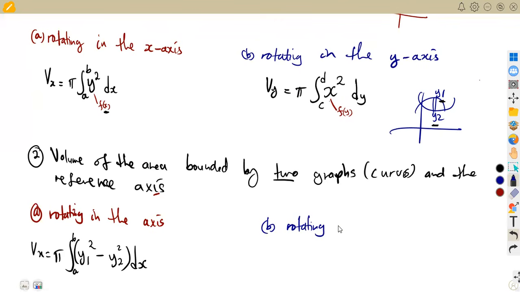So we're rotating about the y-axis this time. Just like what we had with x, we shall have a difference of x1 and x2, this being our x1 and this being our x2.